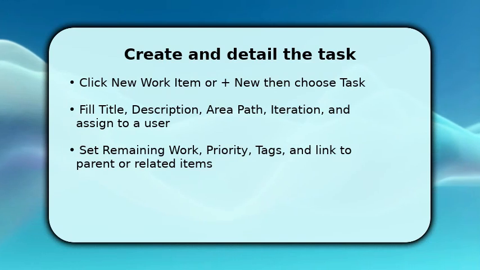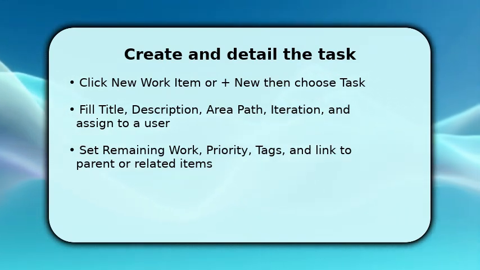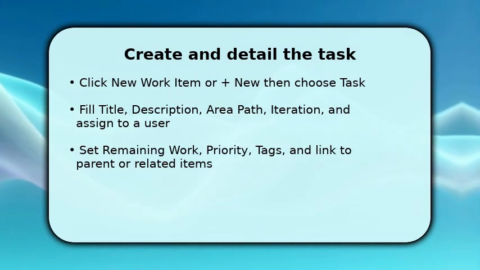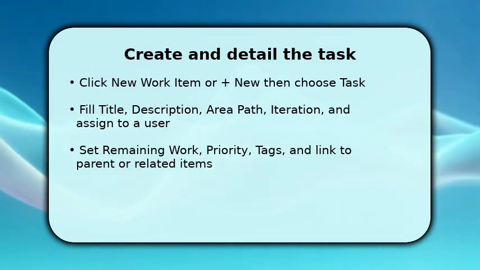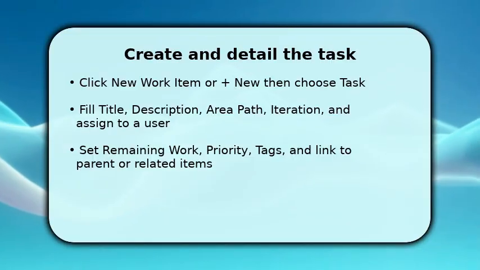You click New Work Item or the plus New button and choose Task to begin. This creates a work item that teams track. Next, enter a clear title and a concise description explaining what to do and why, then set area path and iteration so it's planned into the right sprint.